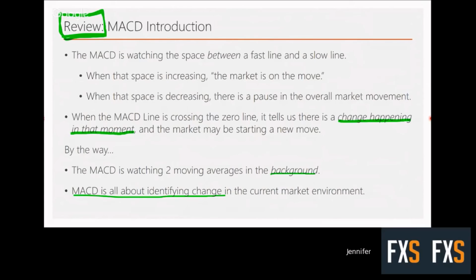When the MACD line is crossing zero, it tells us there's a change happening in that moment, and the market might be starting a new move. And by the way, the MACD is watching two moving averages in the background. So the two lines you see on the MACD, those aren't the moving averages, and there's a whole lot of information in those lines that we're going to spell out for you in the course of this series. MACD is all about identifying change in the current market environment.